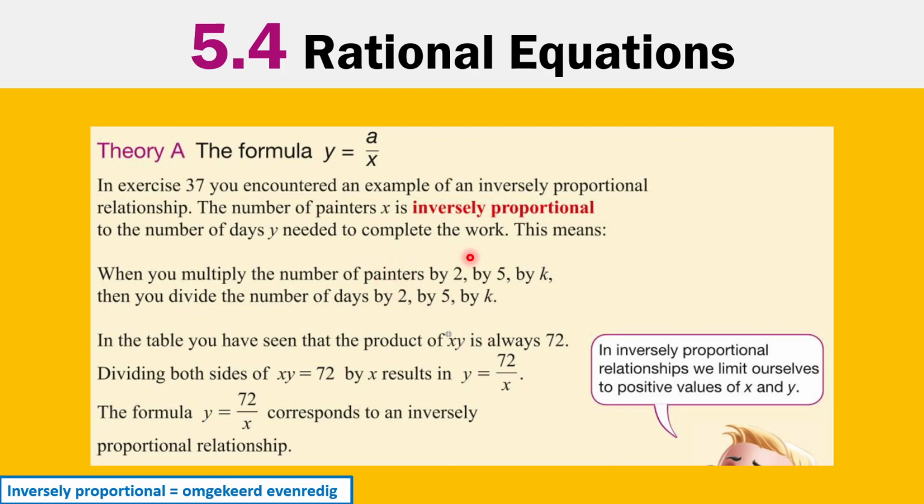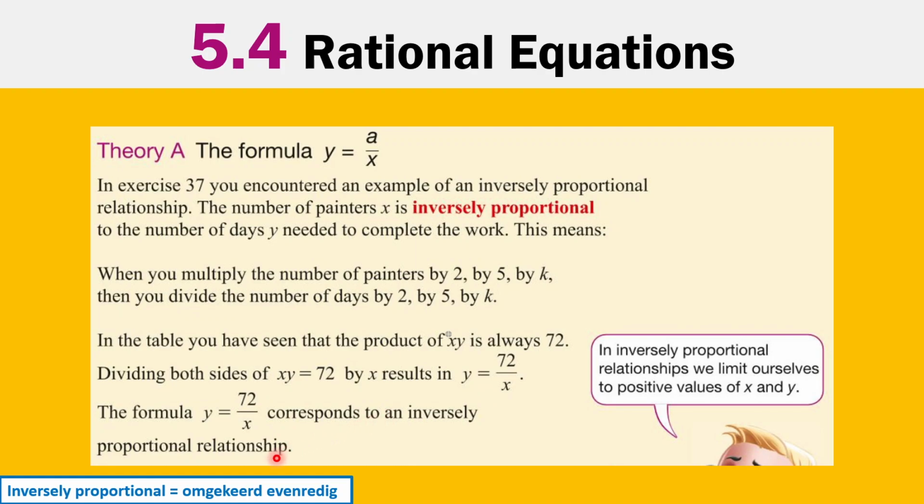If I have double the amount of painters to paint something, then the number of days I need to complete that job is 2 times as small. Not 2 times as big, right? If I have double the amount of painters, I'm not going to use double the amount of days. In the table you have seen that the product of x and y is always 72. The product of those numbers is always going to be the same. Dividing both sides of xy equals 72 by x results in y equals 72 divided by x, and that formula corresponds to an inversely proportional relationship.